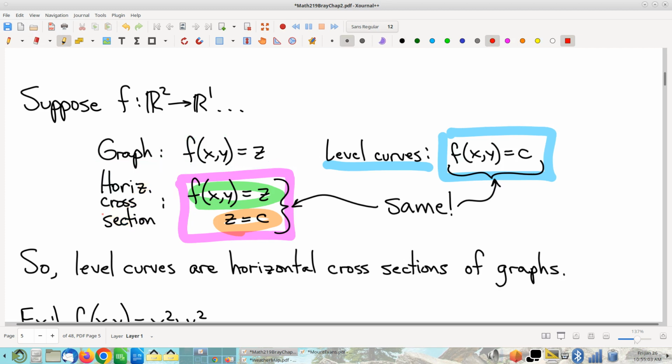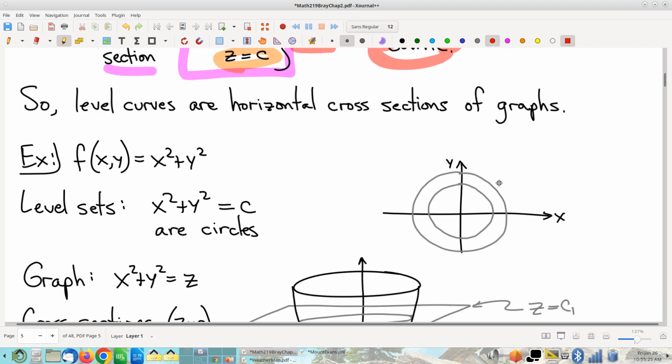Right? So, let's see here. So, if f equals z and z equals c, then f equals c, just like in a level set. Neat observation. Here's an example of that in action.